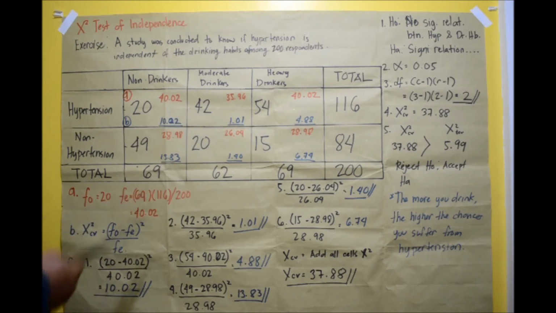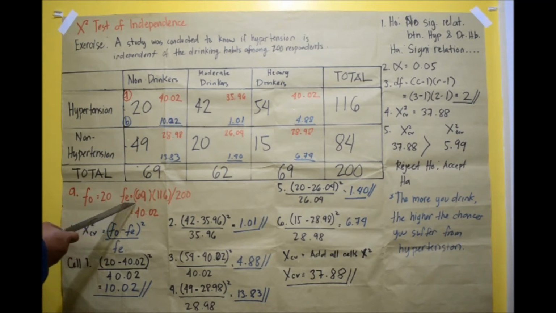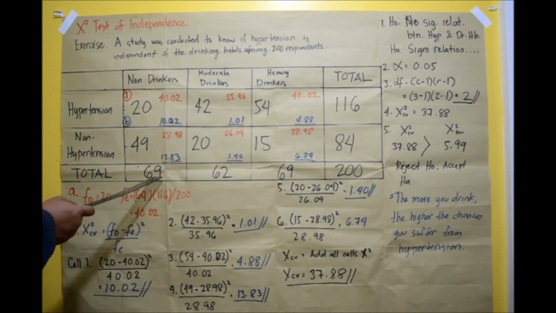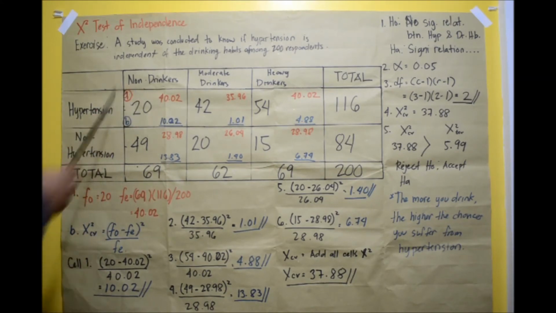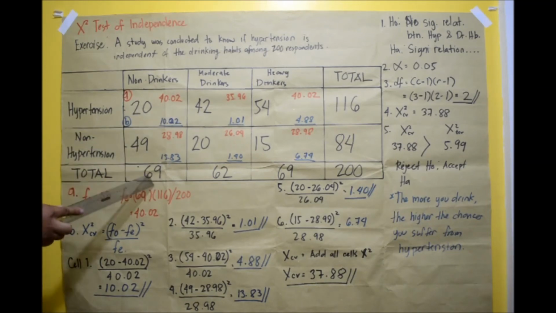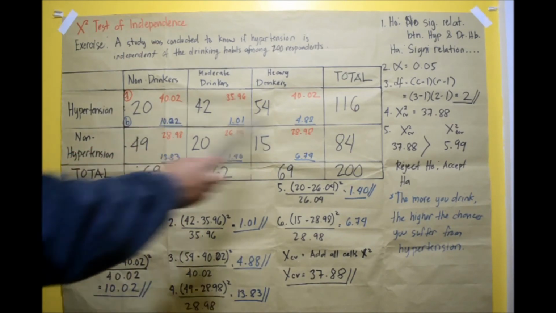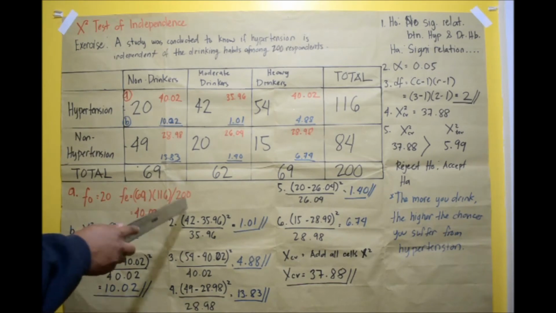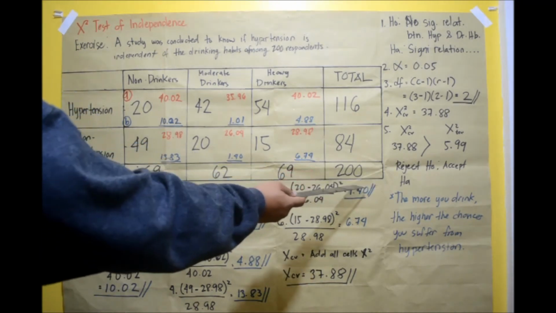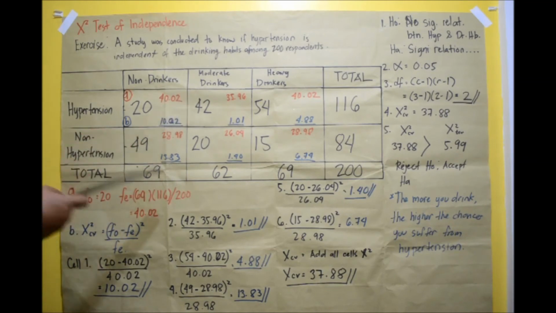FE stands for expected frequency. Your expected frequency is equal to the total of this column, the column where the 20 belongs, which is 69, times the total of the row where the first cell comes from. So 69, because the 20 is here, multiply them, divided by 200. I hope you get it. Technically, we get 40.02. That is for cell 1.